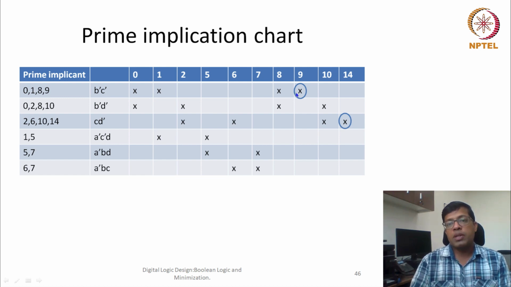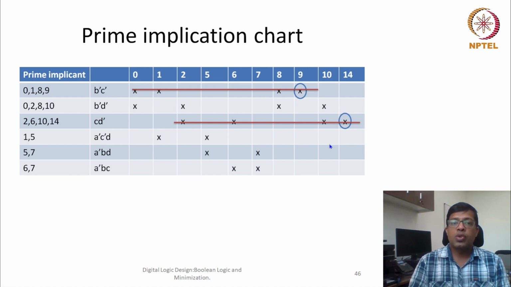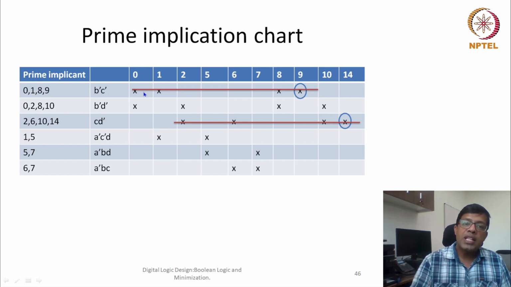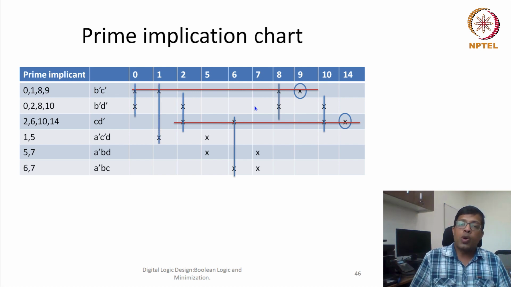Because we have to take them in our final solution, we can put a cross here for 2, 6, 10, 14, and similarly we put a cross for 0, 1, 8, 9. Putting a cross means that any min term which has been taken care of by this particular prime implicant, we need not worry about. So we can put a horizontal line also: 10 we have taken care of, 8 we have taken care of, 6 we have taken care of, 2 we have taken care of, 1 and 0 also we have taken care of.